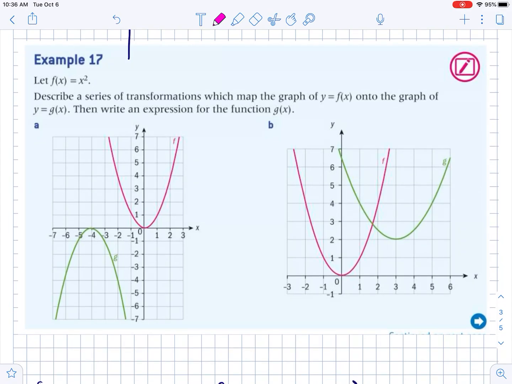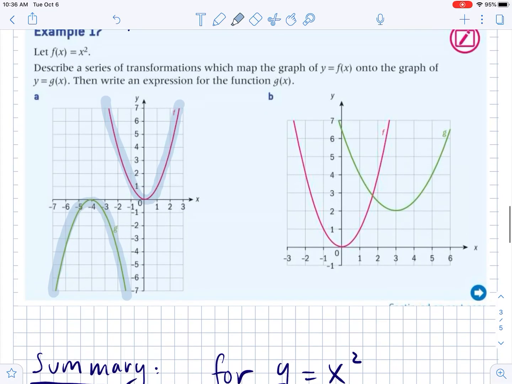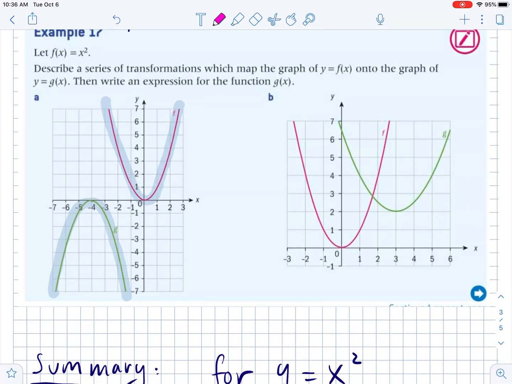Last example, example 17. Let f of x equal x squared, the parent function. Describe a series of transformations which map f of x onto the graph of g of x. So we have to tell how this parabola got turned into this parabola. Then write an expression for function g of x.